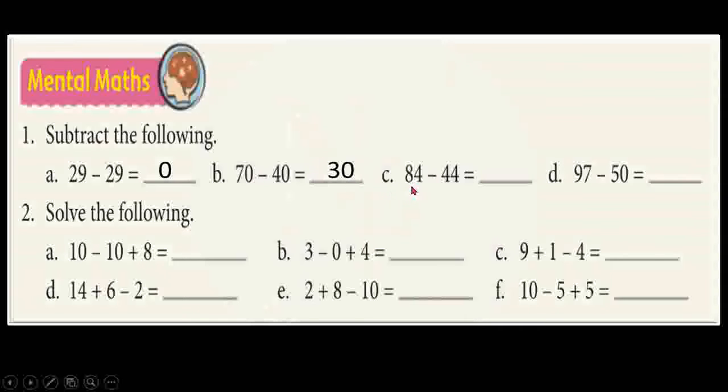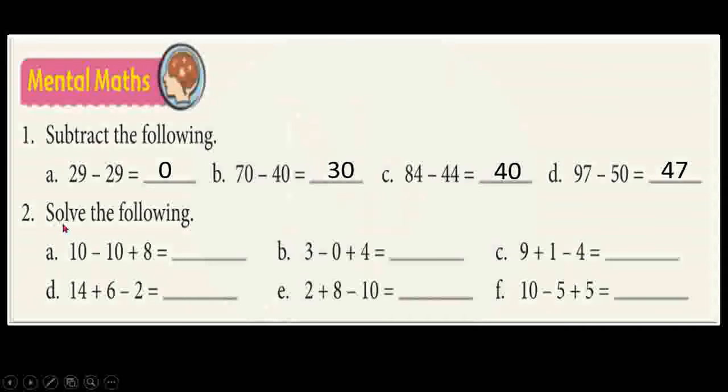Coming to C, 84 minus 44 is equal to dash. Subtracting 4 from 4, look at digits at ones place. 4 minus 4 is 0 and 8 minus 4 is 4. You get 40 as difference. D. 97 minus 50. Subtracting 50 from 97. So 7 minus 0 is 7 and 9 minus 5 is 4. You get 47 as difference.